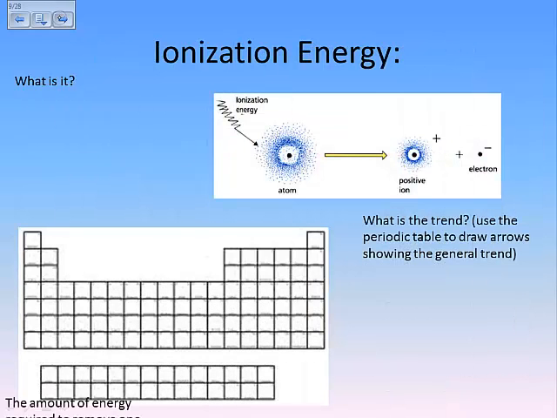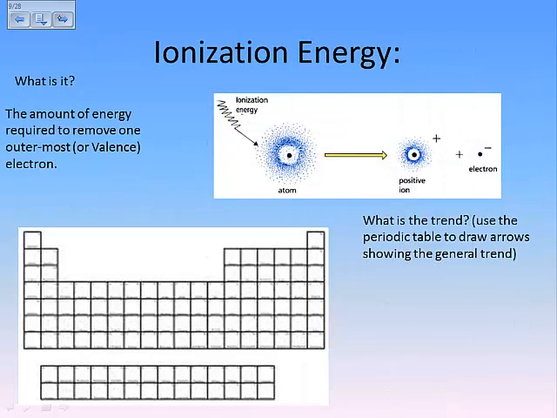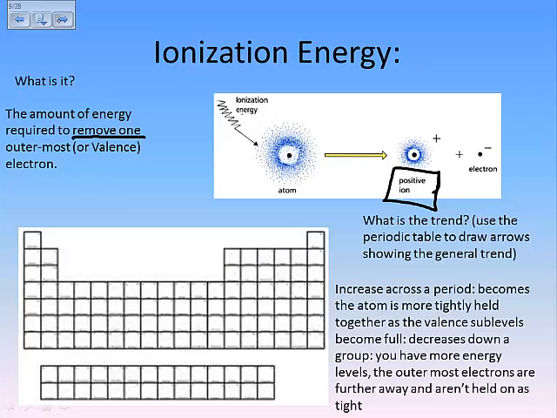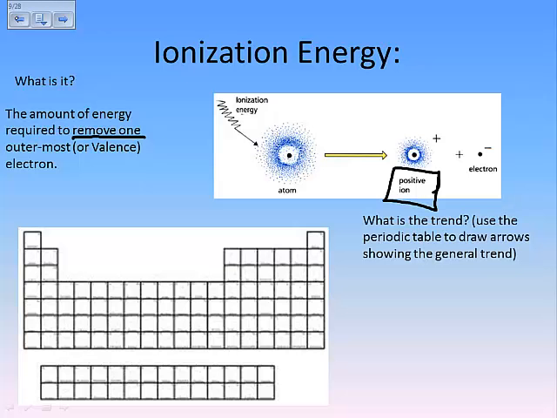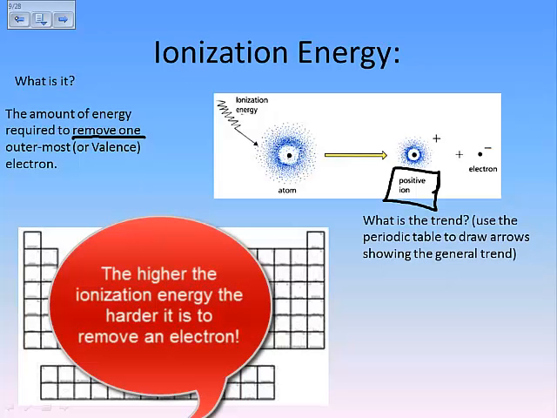So ionization energy, what is it? You can read this. The amount of energy required to remove one outermost valence electron. So what we're actually doing, you can see over here, if we remove electrons, we're forming a positive ion. So you can rephrase this as formation of a positive ion. Here's the trend. The first thing you need to recognize when dealing with ionization energy is the higher the energy, the harder it is to remove that electron.